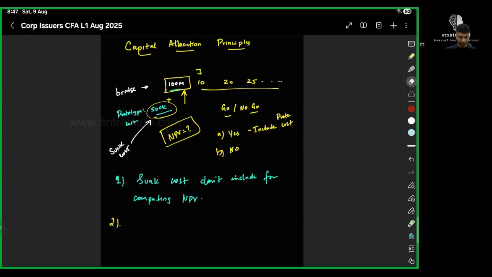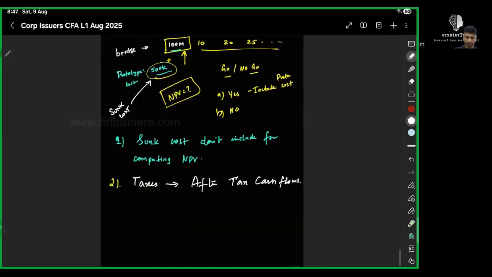The second point, I already mentioned this in that question. For taxes, we are going to use after-tax cash flows. And we cannot use any accounting measure like profit, net income, revenue, nothing like that. It's always cash flows. It kind of goes without saying, but I want to make it explicit. No accounting measure. It has to be a cash flow measure.